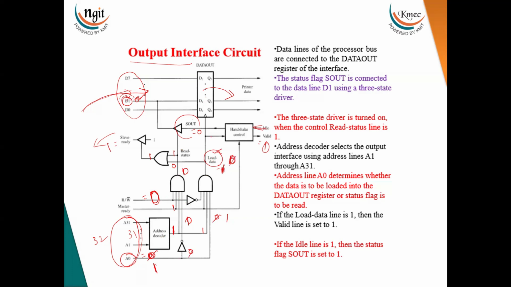Thereby it will send the valid signal to the printer and also it is enabling the data output register. Thereby whatever the data is present on the bus will be loaded, and also because of the idle signal, if the idle signal is enabled, the valid signal is also forwarded to the printer, and also whatever the data is loaded is also kept on the printer data bus. Thereby the printer prints the second character.